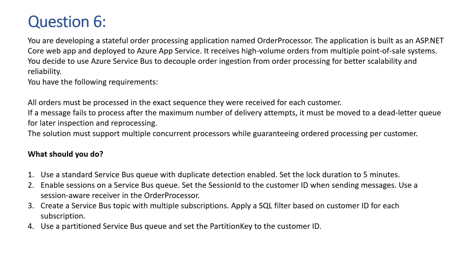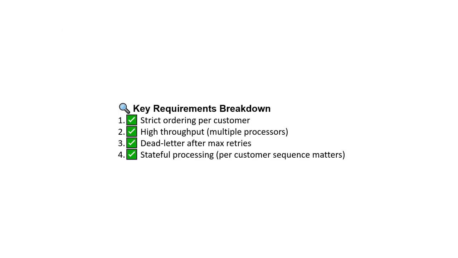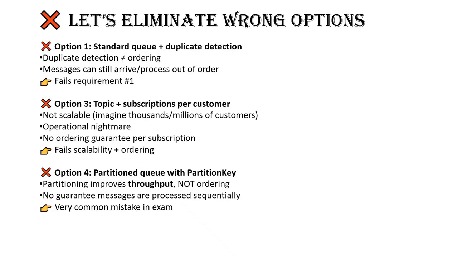Okay. So let us break down the requirement. If you break it down, it requires strict ordering per customer, high throughput, so multiple processors, dead letter after maximum retries, and stateful processing per customer. So the sequence matters here. Like the previous one, let's eliminate the wrong options. These are the 3 wrong options that you need to eliminate.